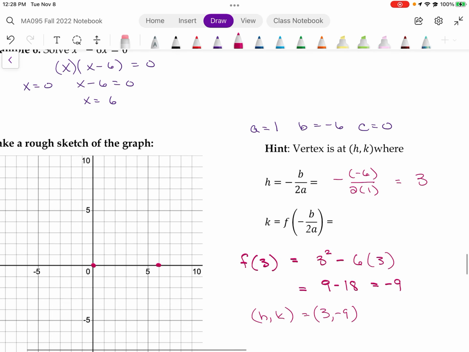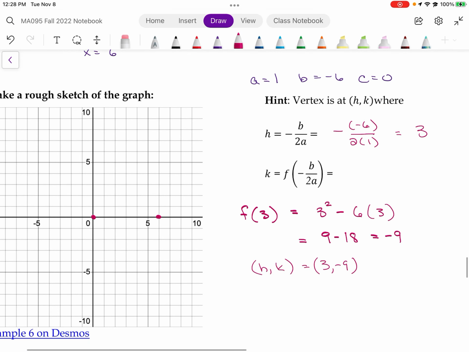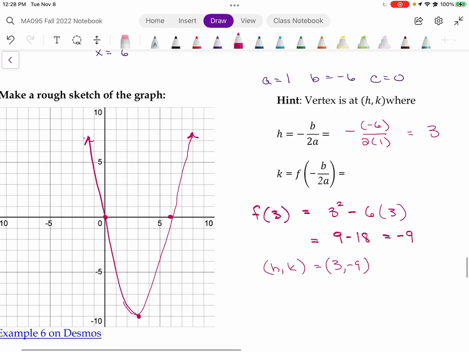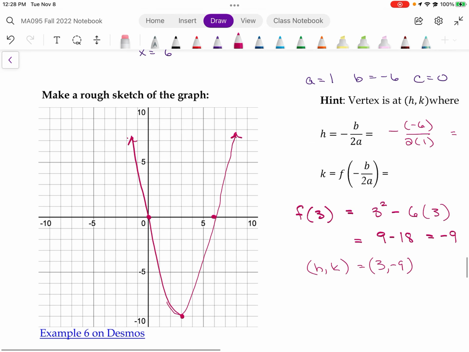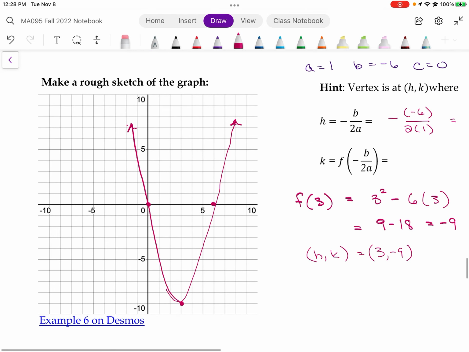All right, so 3, negative 9 is way down here, and it looks symmetrical, it should be, and I'm going to have it come down. I'm not very good at drawing down, so we'll try it. Oh, yeah. So we get something like that. Okay, like that-ish. All right, so there's my very rough sketch of a parabola. And again, there's a better one if you go to Desmos, if you're using the OneNote.